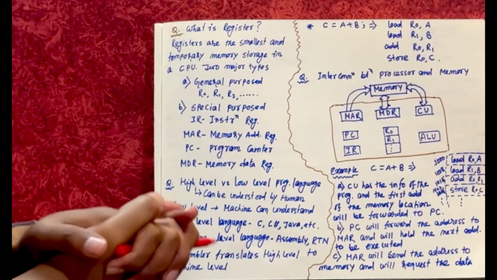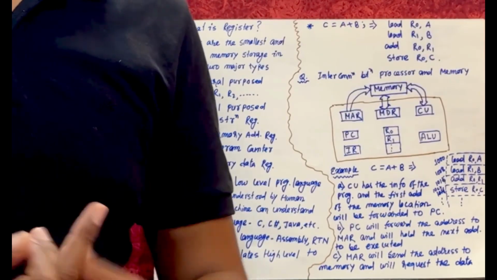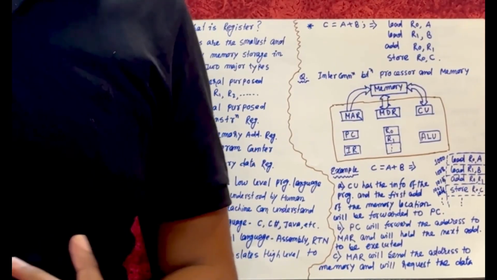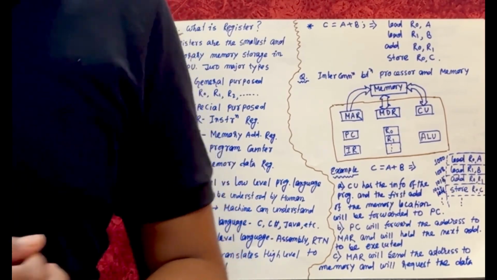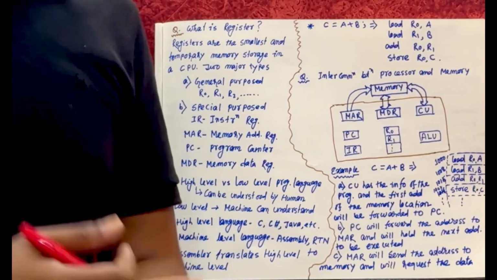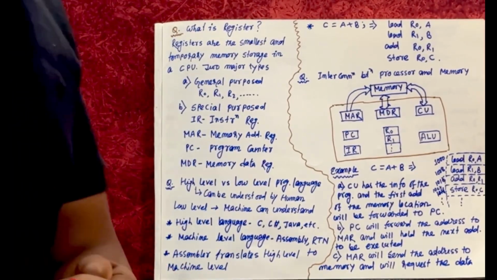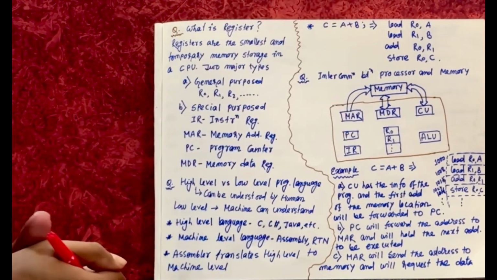Fine. Now, if I ask you about some machine-level language, assembly language is one example of machine-level language. One more type of machine-level language we use in day-to-day life is RTN, register transfer notation. So about assembly language and RTN we'll see in the coming classes. So next, I have one example.